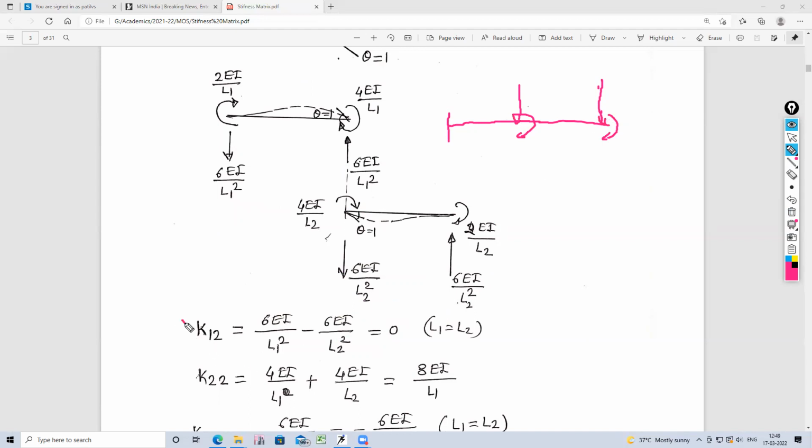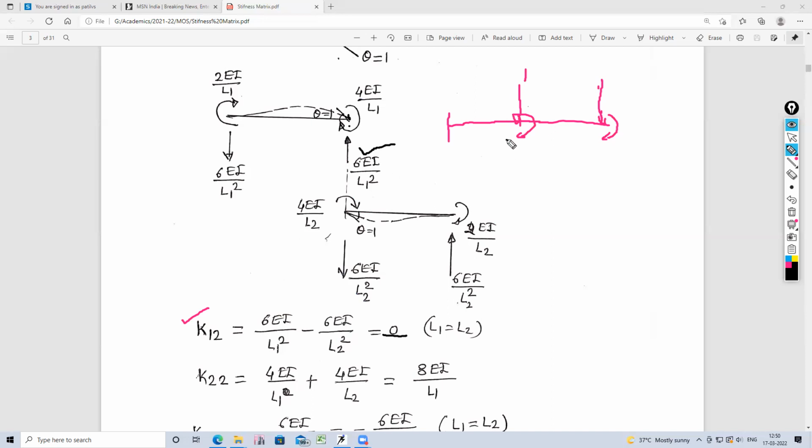Okay, now the first element, what is K12? K12 means stiffness at 1. Coordinate 1 is a force, a downward force. That means at this particular point, what is the force produced? This force is 6 EI upon L1 square upward, and this is 6 EI upon L2 square downward. One is upward, the next is downward at the same location, and L1 is equal to L2. So this becomes 0. So the first element becomes 0.